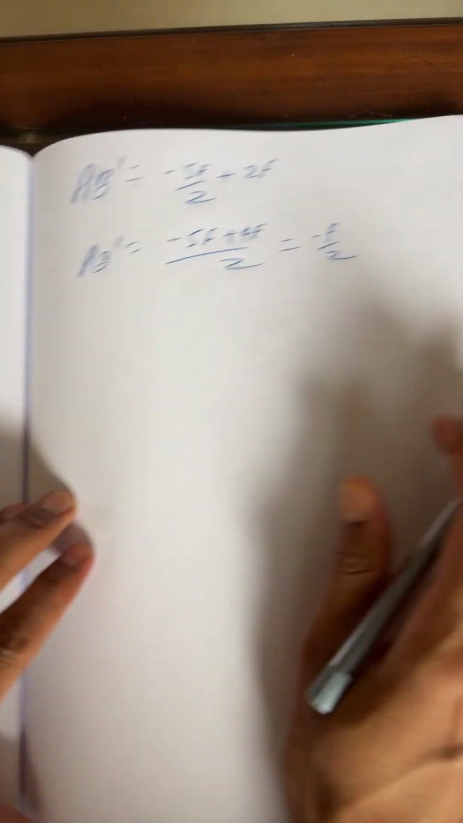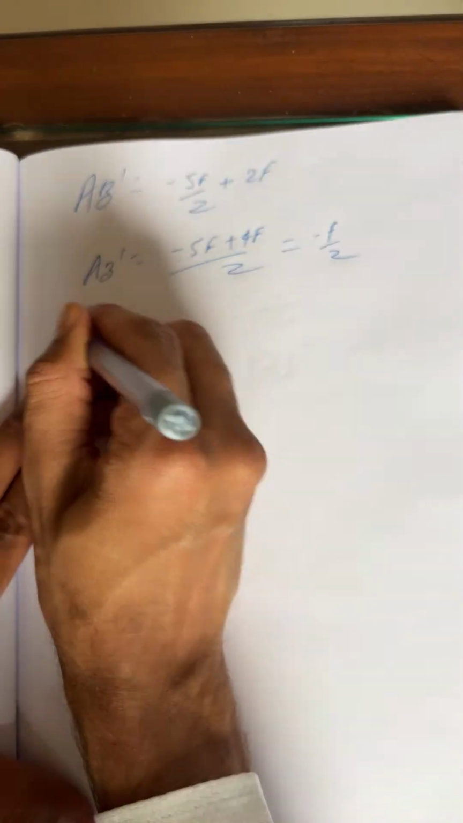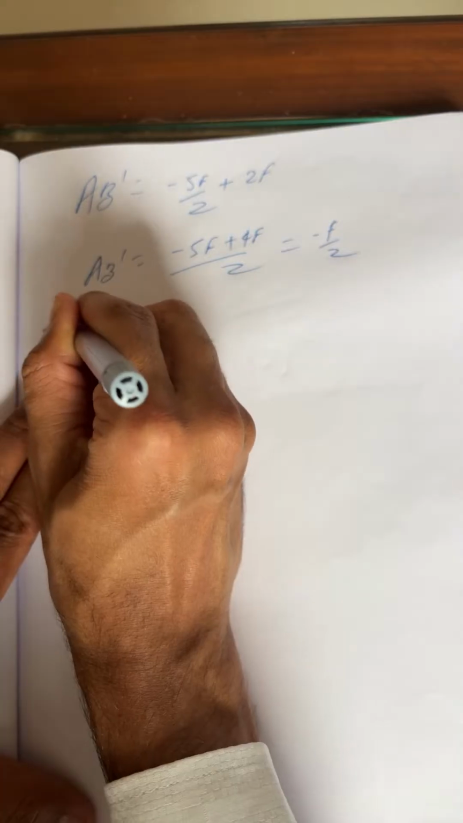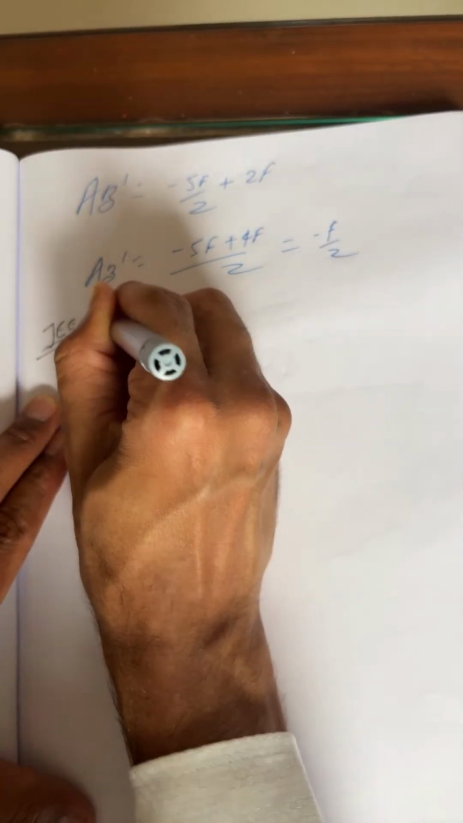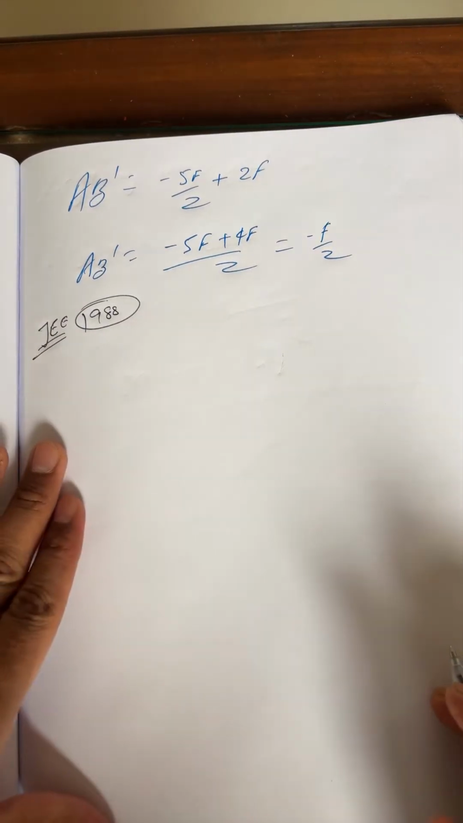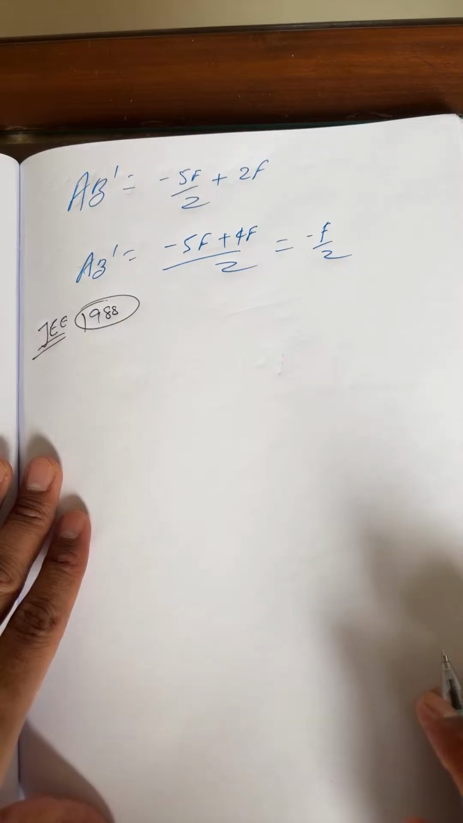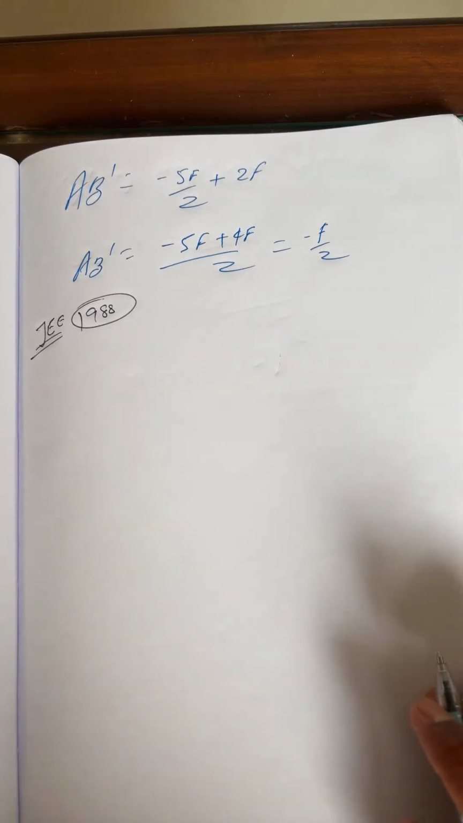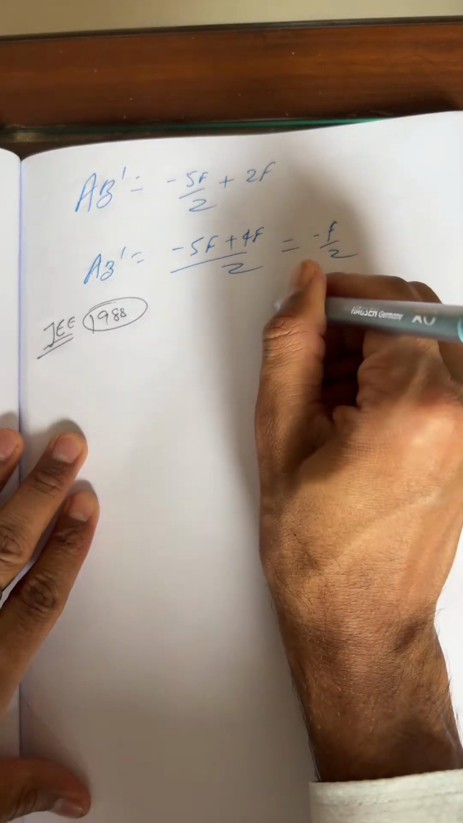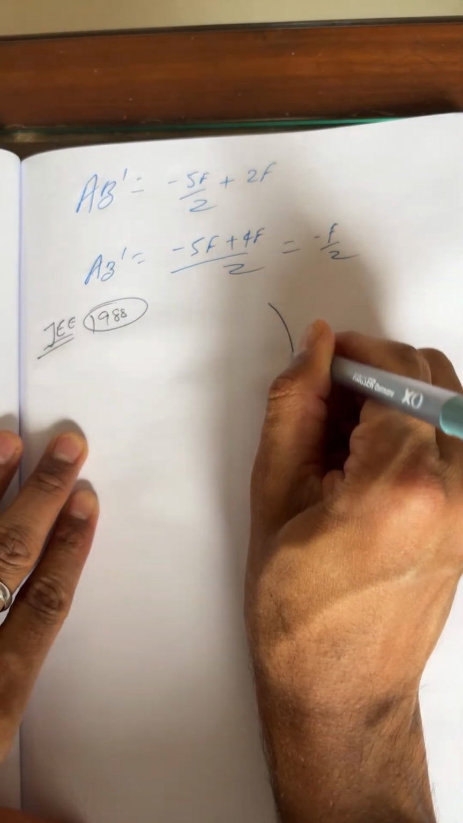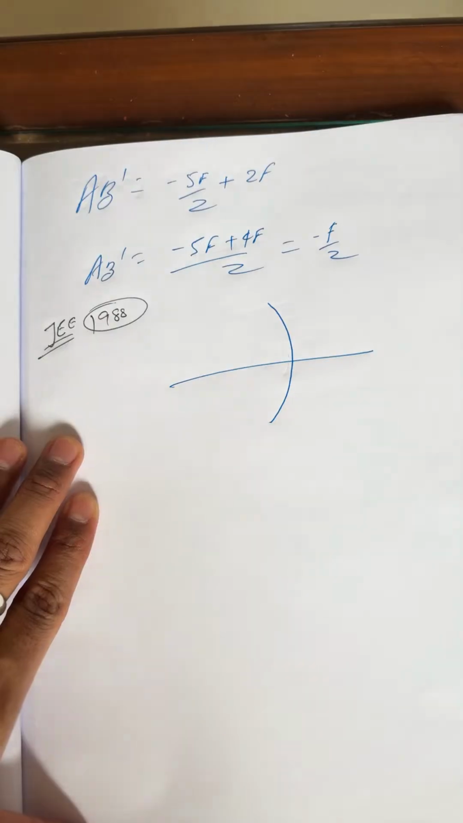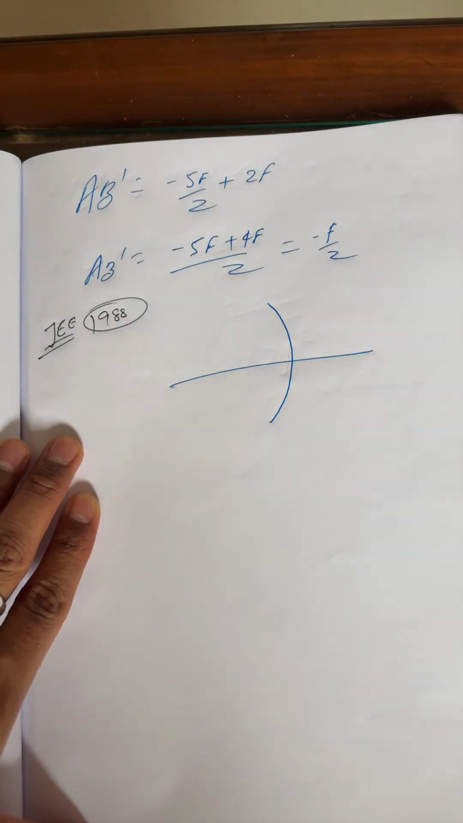So what is the question? Students, have a look. This is JEE 1988, an advanced question. What does the question say? A short linear object of length b lies along the axis of a concave mirror. This is a repeat kind of question, my dear.